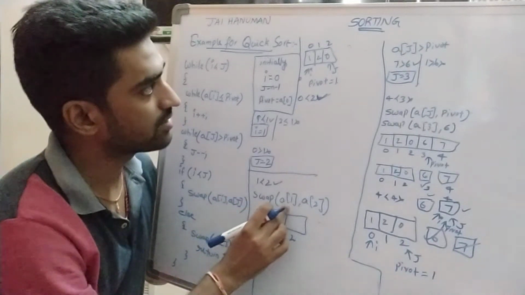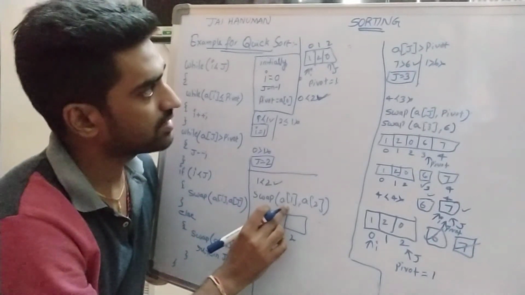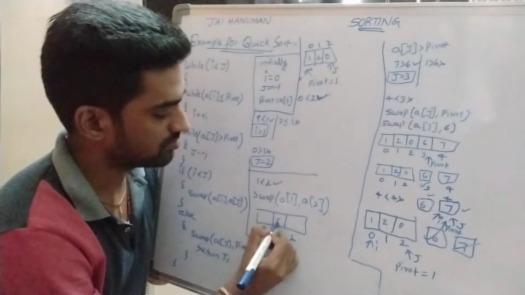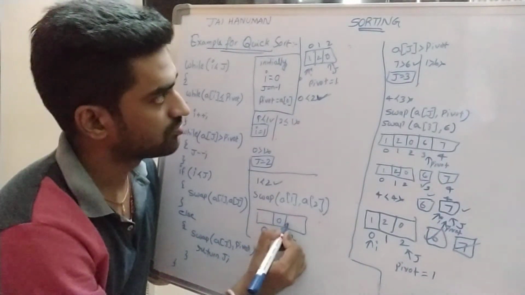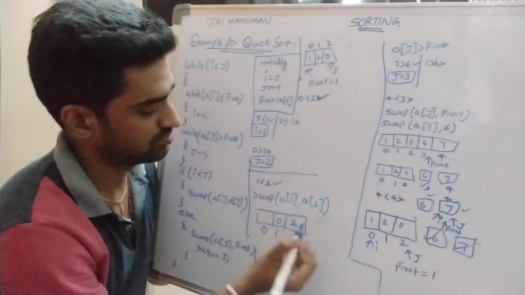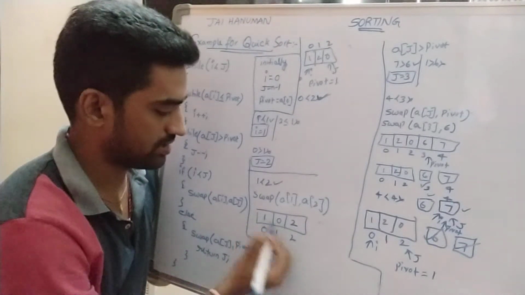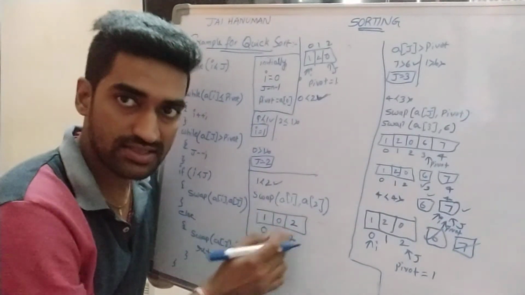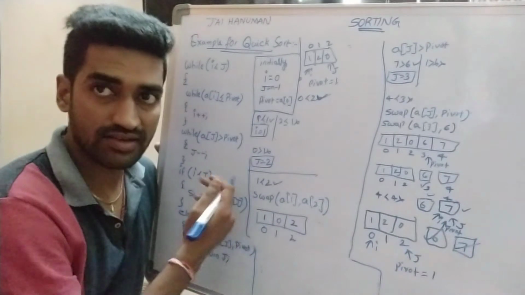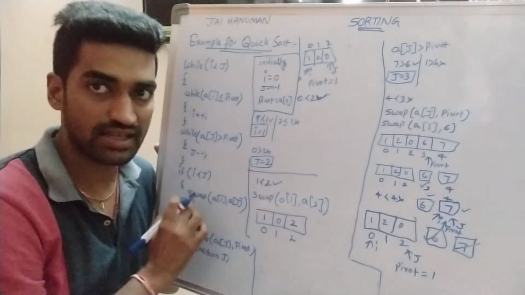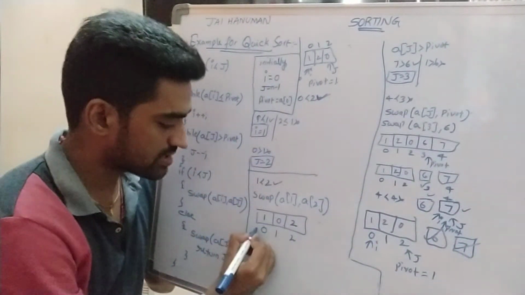So that is A of 1. What is A of 1? A of 1, A of 2 means 0, 2. This is 1. Now the array becomes like this. So for this array, we are applying the same procedure recursively. Once all the conditions checking has been completed, we are setting initial values.